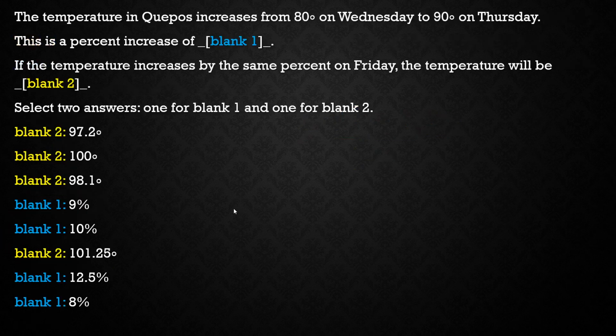All right, next question. Our next question says that the temperature in Quepos increased from 80 degrees on Wednesday to 90 degrees on Thursday. This is a percent increase of blank. All right, so we're asked to figure out what the percent increase is. So again, it went from 80 to 90. So 90 is our final temperature, 80 is the original. So that means we're also going to be dividing by 80.